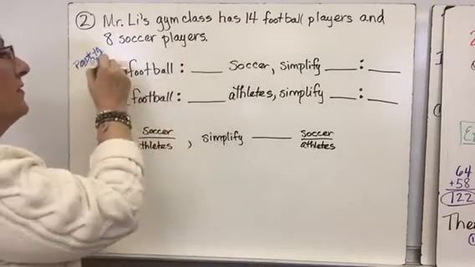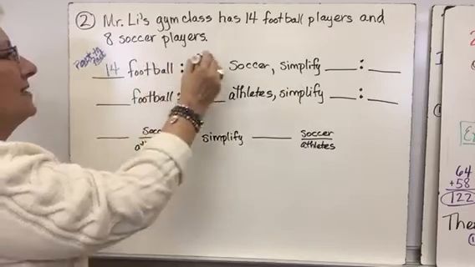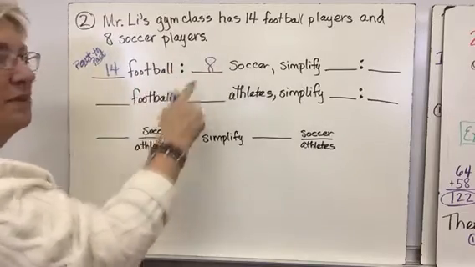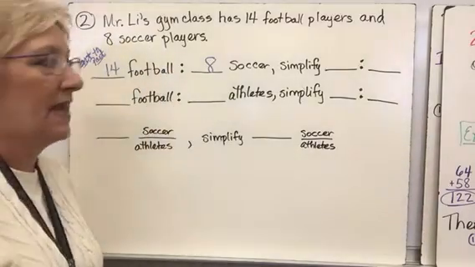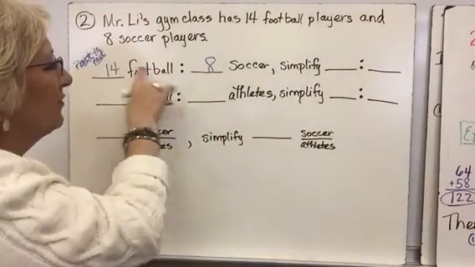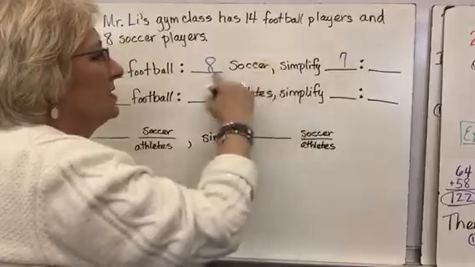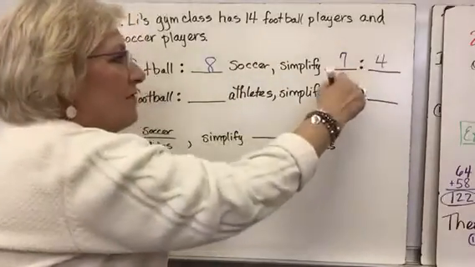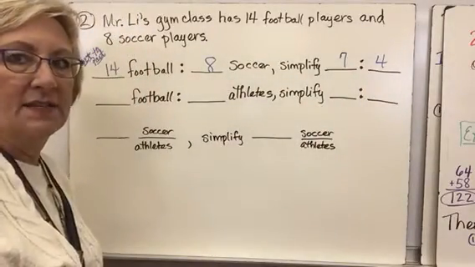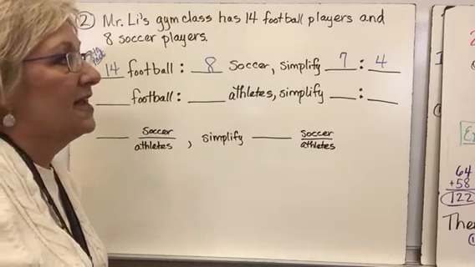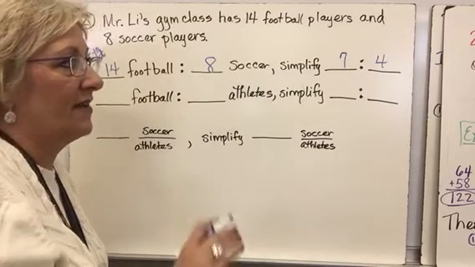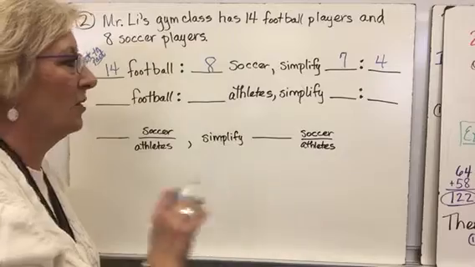So I've got 14 football players and I've got 8 soccer players. And I want to simplify it down as much as I possibly can. I know that in 14 and 8, 2 goes into 14 7 times and 2 will go into 8 4 times. So for every 7 football players in that class, he will have 4 soccer players.